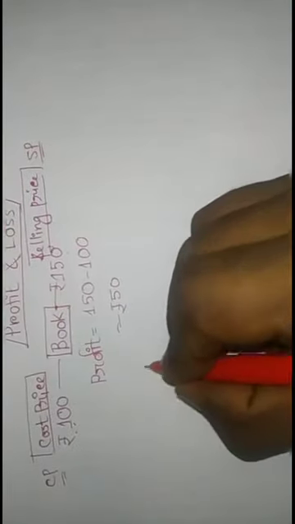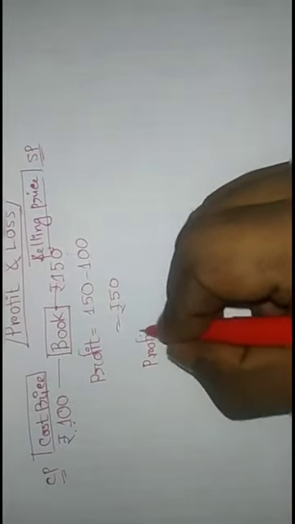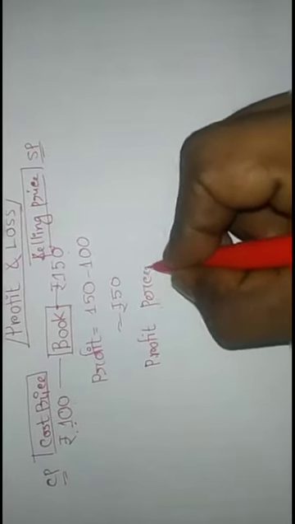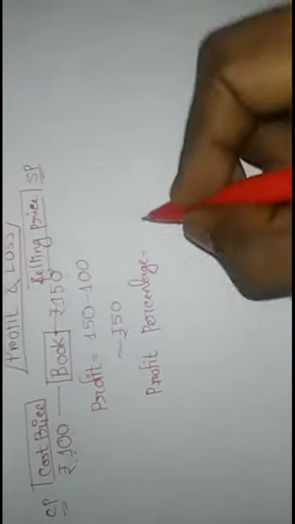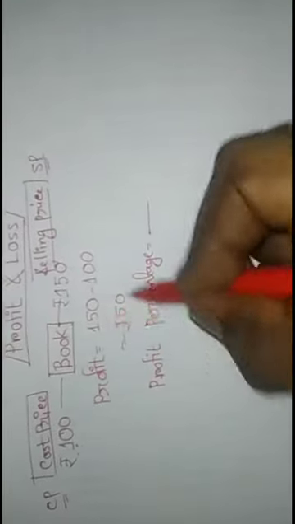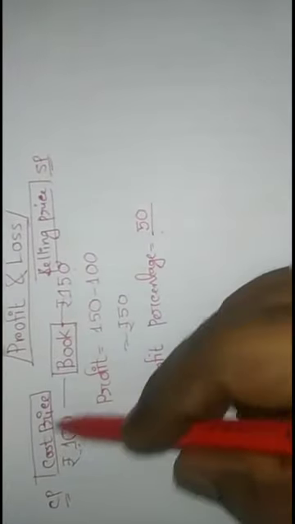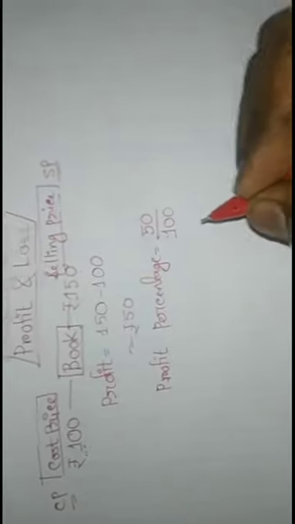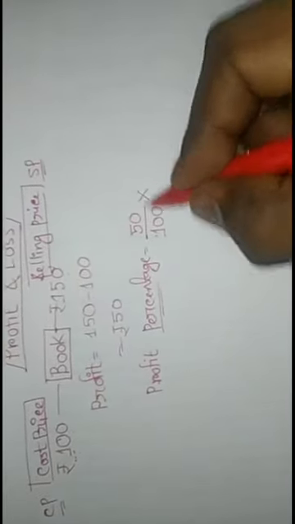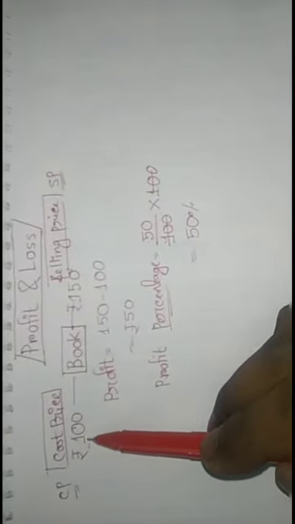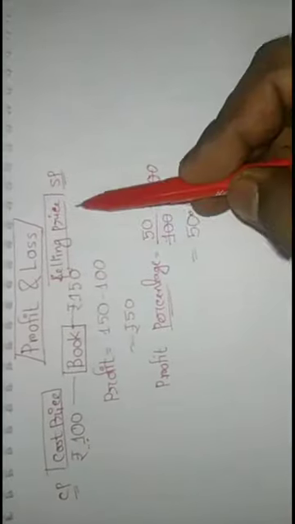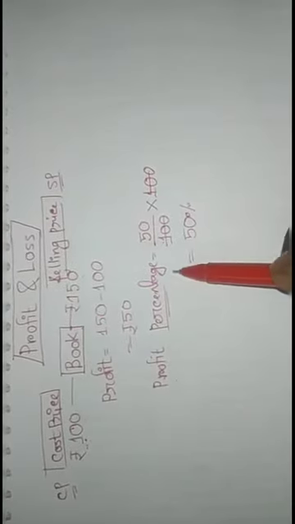Now we need to find profit percentage. For this we need to first find the required fraction. So as you can see, profit is 50 rupees, so numerator will be 50. And what was the cost price? This was 100, so this will be here. And as there is percentage, we will multiply this fraction with 100. So the answer becomes 50%. So if I buy a book at 100 rupees cost price and sell it at 150 rupees, my profit percentage becomes 50%.